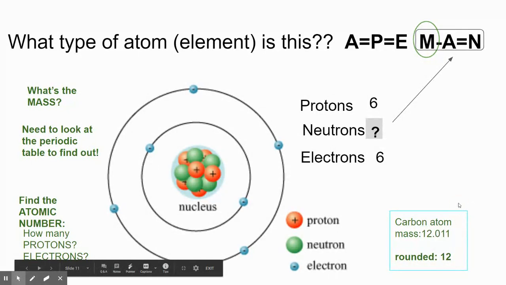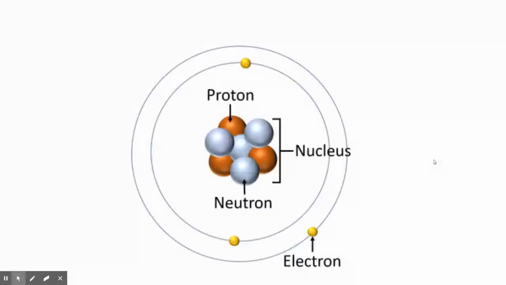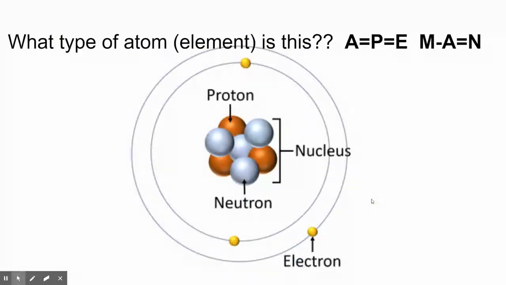So we would minus mass and atomic number, and then that would tell us the number of neutrons. 6. So this is carbon. We just did this one. Okay, so let's look at this one. What type of atom or element is this? Let's do APE. So I'm not sure if there's any hiding behind here. I don't think so. So let's look at the electrons.